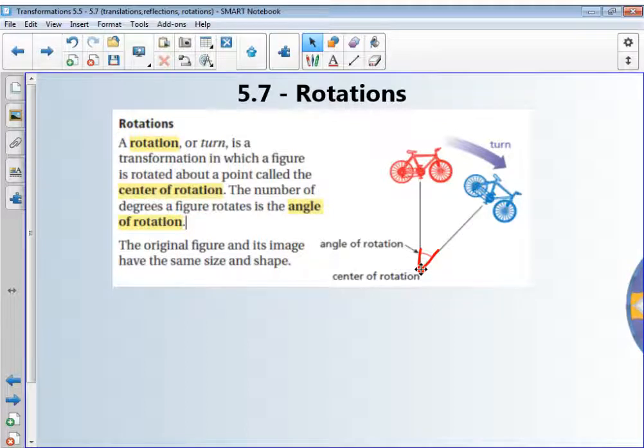The original figure and its image have the exact same size and shape. So you'll notice that these bikes are exactly the same. It's just that it has rotated, or turned, around that center of rotation.